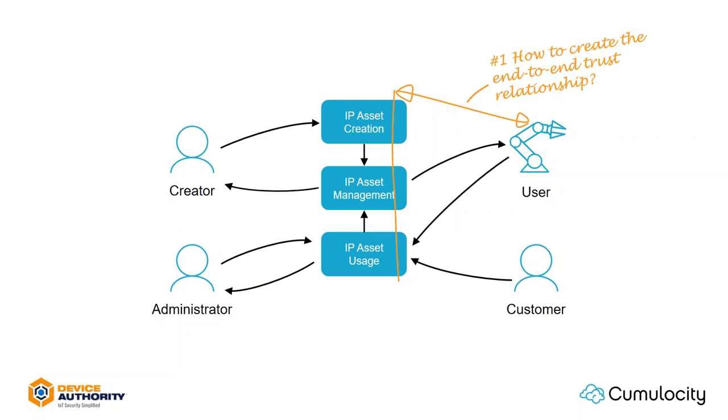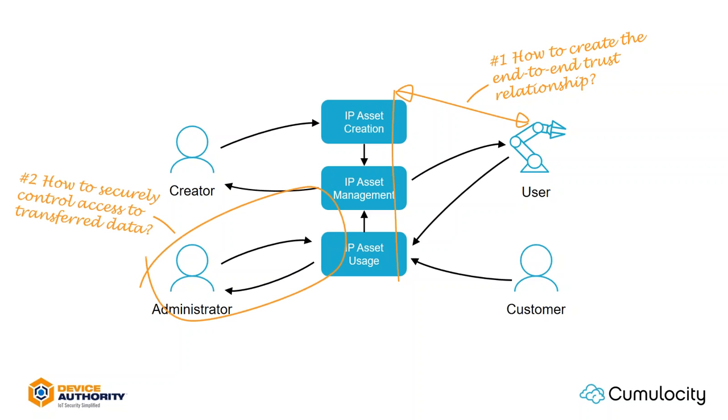Secondly, there are multiple users of the intellectual property and its usage information. How can this information be secured from end to end in a way that not only authorized users have access to the information, and only those users have access, and it's actually readable to them?